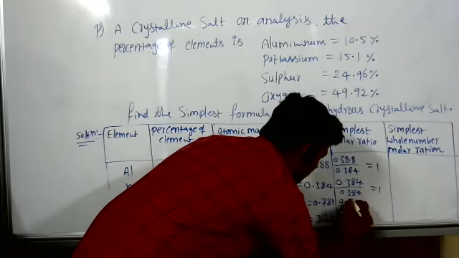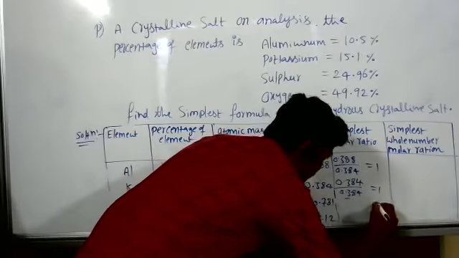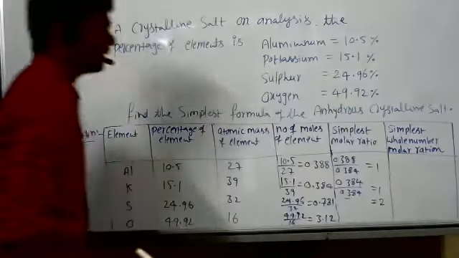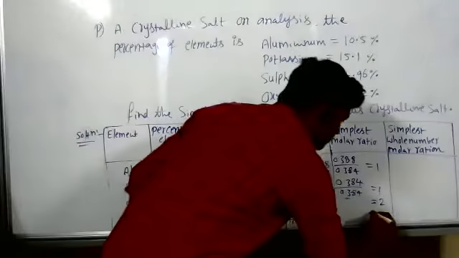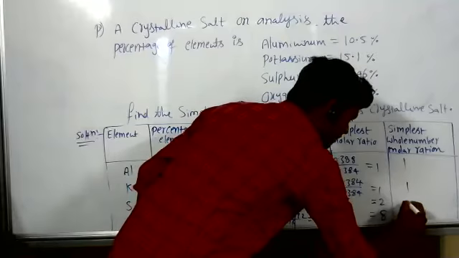So I'm not writing here. This is 2. Next one, 3 divided by 0.384, approximately 8, sir. 8 will come approximately. Yeah, that's the same number you can repeat here.